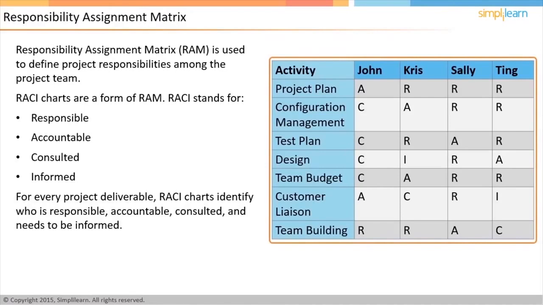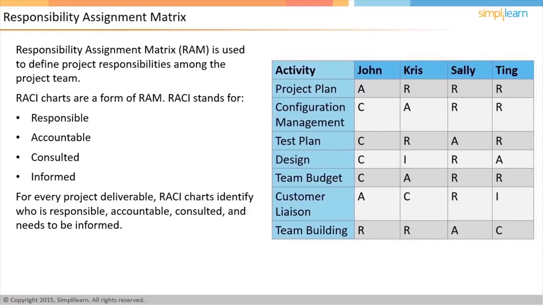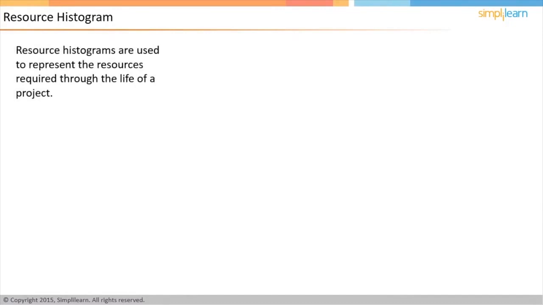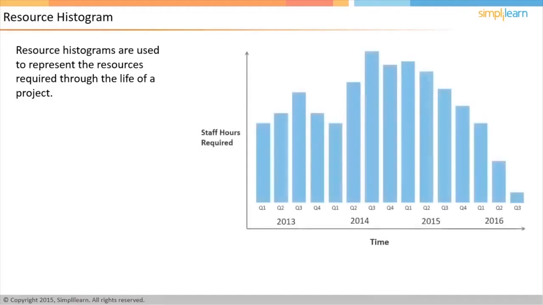In this case, Project Manager John is accountable for the project plan, and the other team members, Chris, Sally, and Ting, are responsible for completing the plan. Similarly, you can note the roles of each resource in the other activities. In the next screen, let us understand Resource Histogram. Resource histogram is a method of depicting how many resources are required for the life of a project. If you observe the chart shown on the screen, it indicates that the number of staff hours required on the project increases to a peak in 2014 and then slowly tapers off.